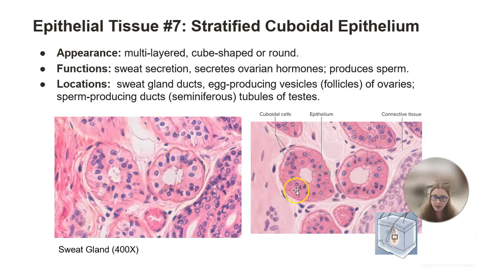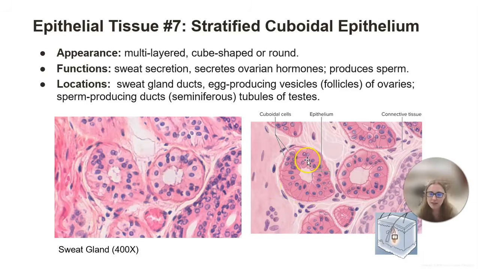Here we have a sweat gland, and here you can see that this is many layered because not all of these cuboidal cells are touching that basement membrane, so it is stratified. However, because of the shape of a tube and how tightly packed these cells are, you'll notice that these cuboidal cells are not as perfectly cuboidal looking as our simple cuboidal epithelial cells were.